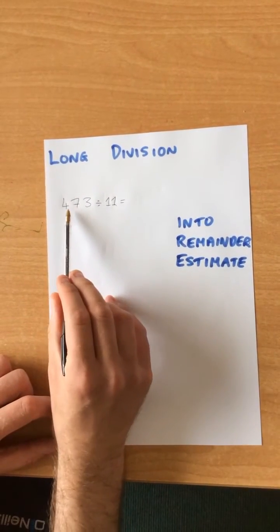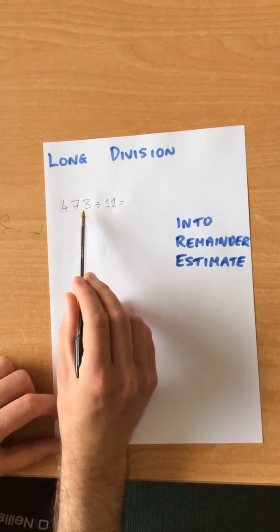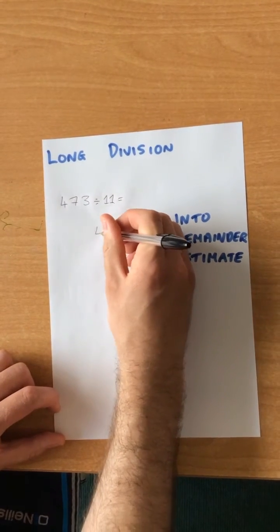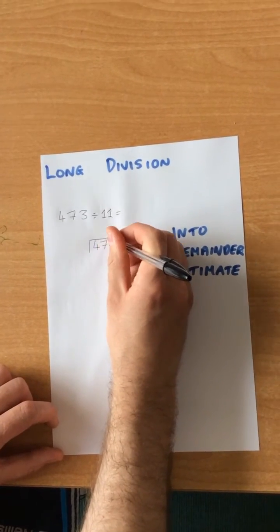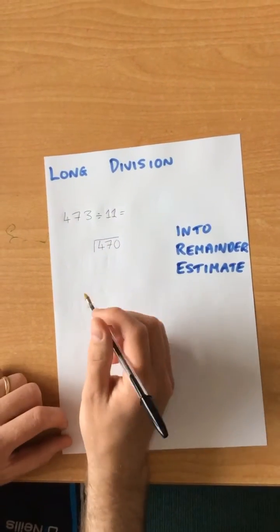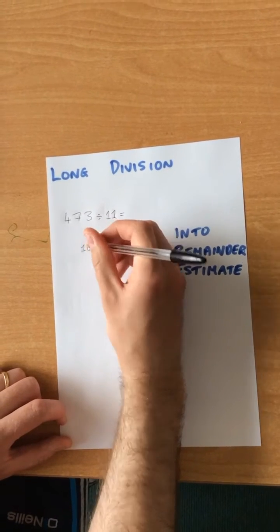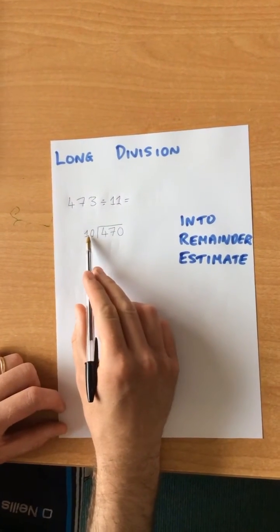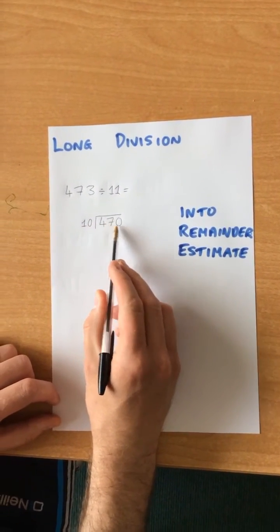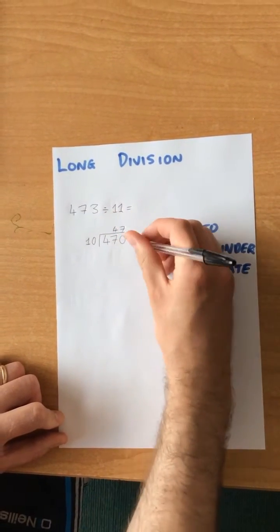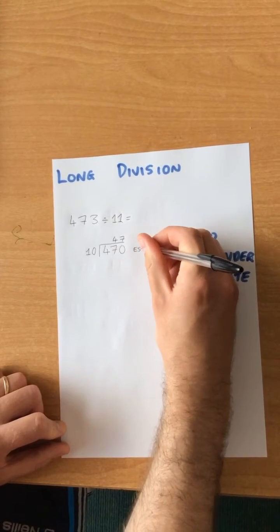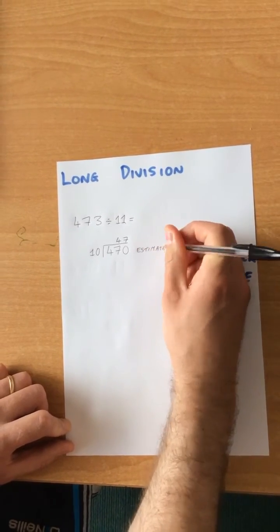Just looking at this, 473 to its nearest 10 would be 470, and 11 to its nearest 10 would be 10. So as an estimate, I would say 10 will go into 470 47 times. So that's just an estimate. And the children should use this to guide them as they go through the sum.